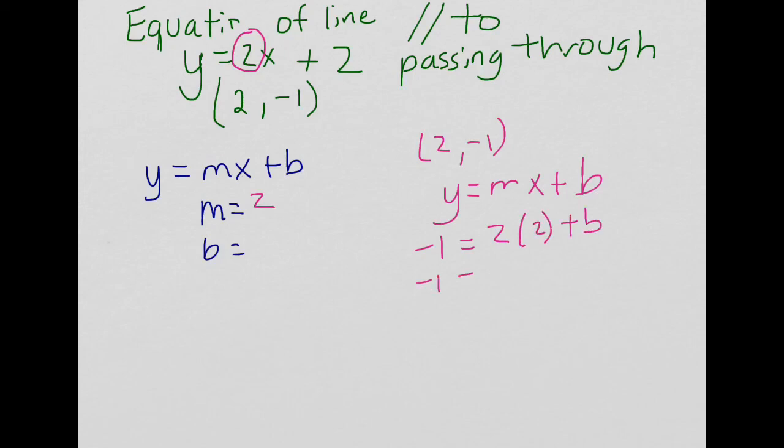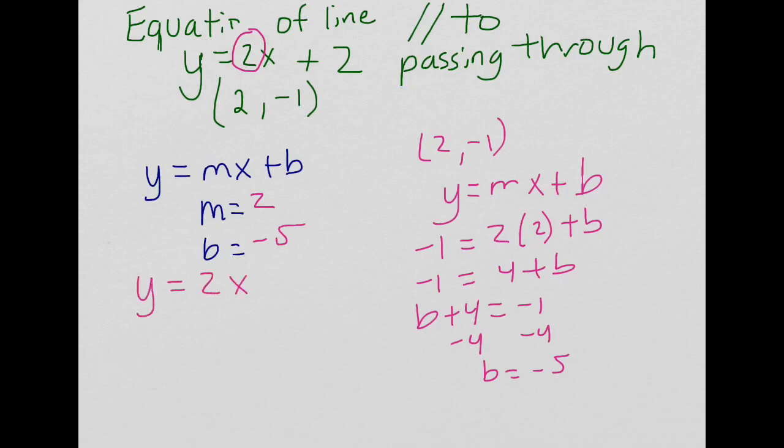So I have -1 is equal to 4 plus b. b plus 4 is equal to -1. Zero pair out the 4, so my b is equal to -5. Put that in. So my equation is going to be y is equal to 2x minus 5. As a double check, I'm going to write the first equation that they gave me, and I'm going to see that my slopes match, which makes the lines parallel.